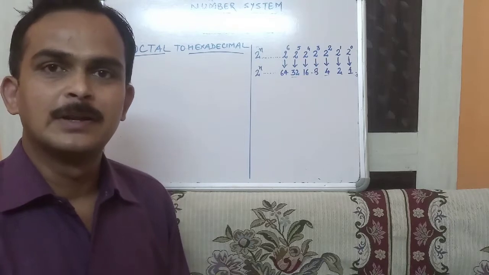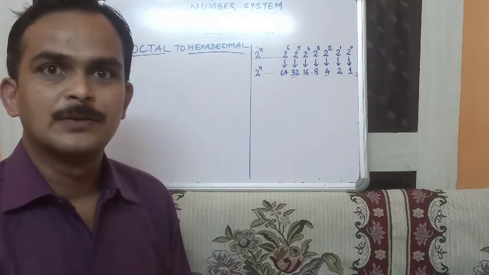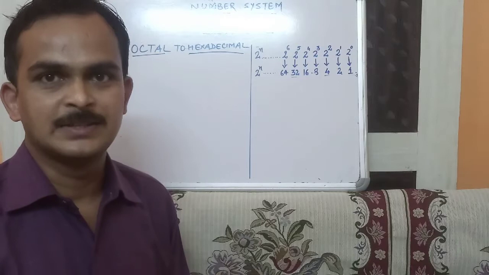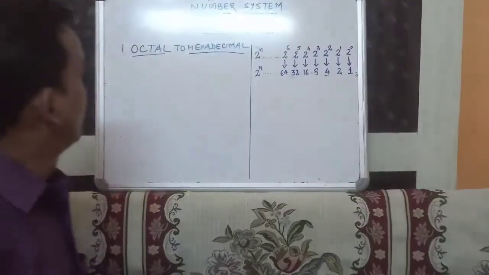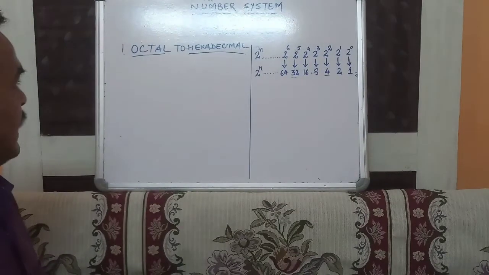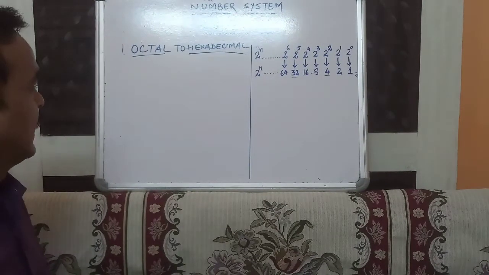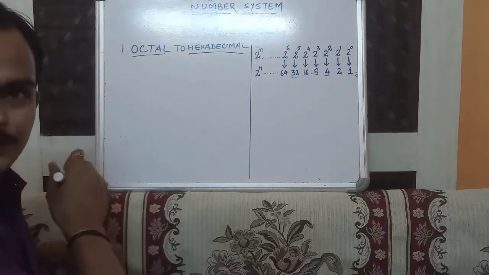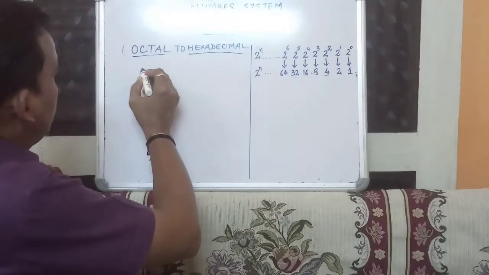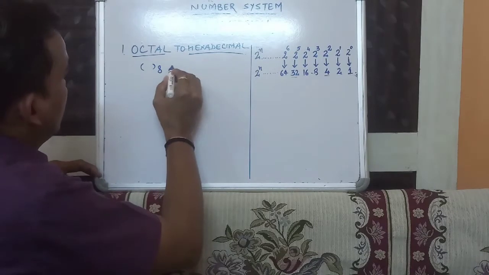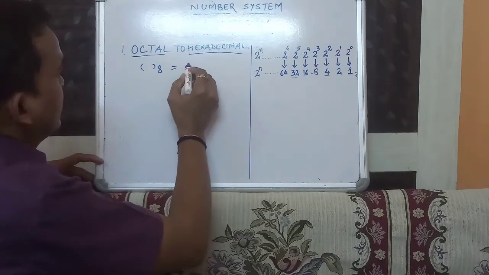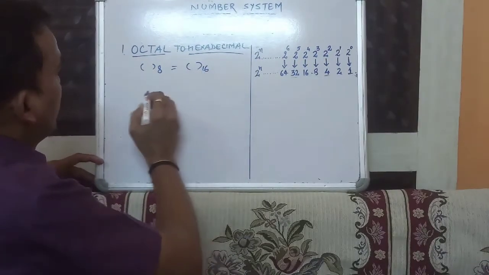In this session we will learn about the conversion of octal to hexadecimal. So let's continue. So octal to hexadecimal conversion, as we know that octal is what? Octal is a base of 8, and hexadecimal is base of 16.